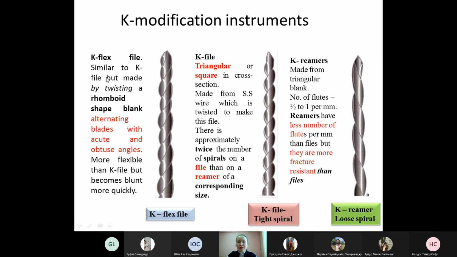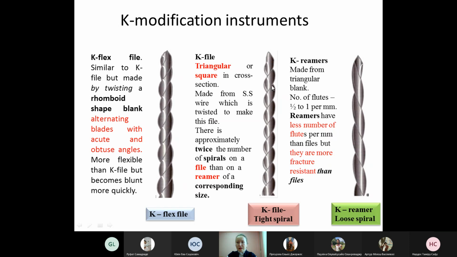K-flexofile is similar to K-file, but made by twisting a rhomboid-shaped blank, alternating blades with acute and obtuse angles. It is more flexible than K-file, but becomes blunt more quickly. Pay attention to this spiral. Twisting a rhomboid blank, as a result, such a shape of K-flexofile develops.